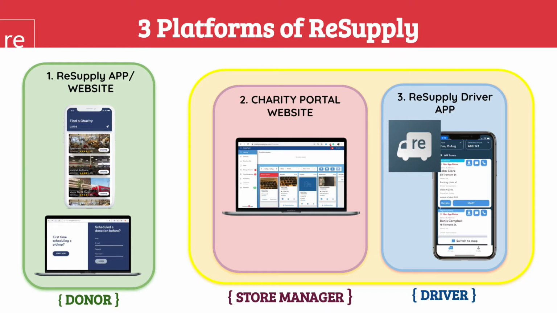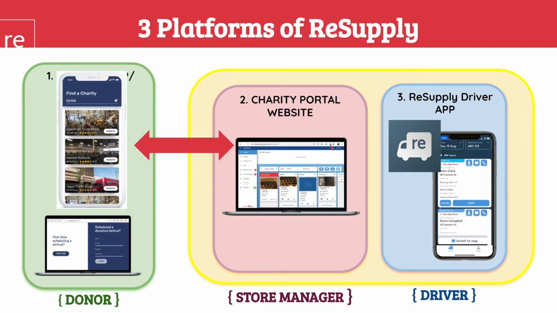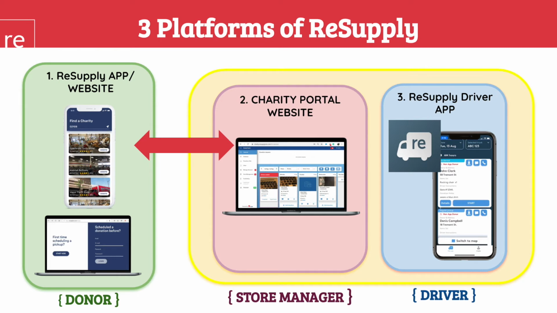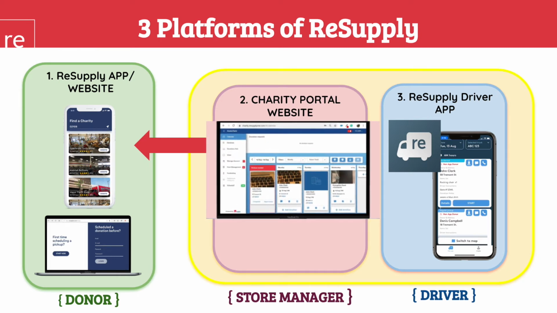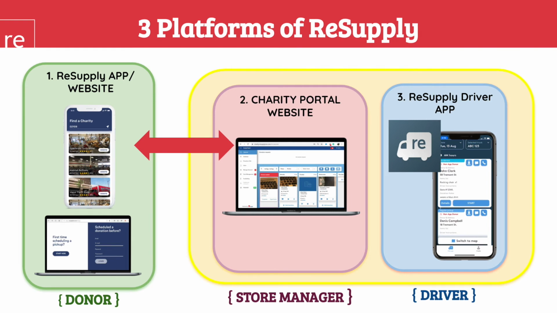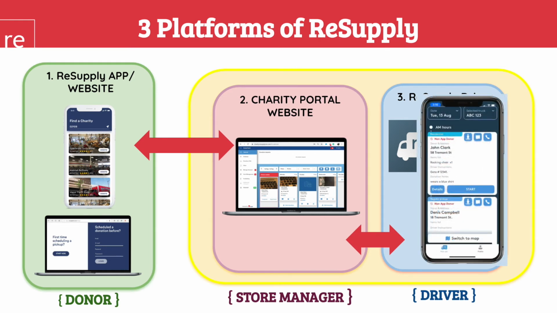Now that we covered the functions of each platform, how does the information feed into each other? Starting with the donor app, once a donor submits a pickup request, that request is automatically populated on the charity portal for the store manager to view and either accept or reject. Once the store manager accepts the request and assigns a truck to it for pickup, that information feeds into the driver's app, where the driver can view it.